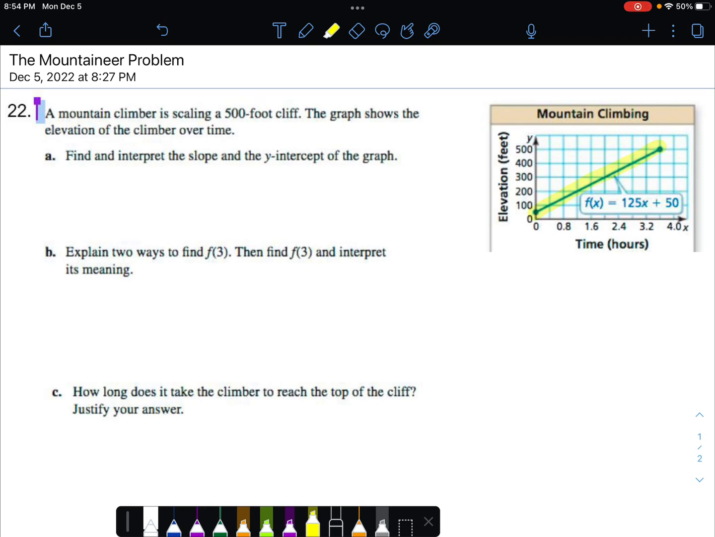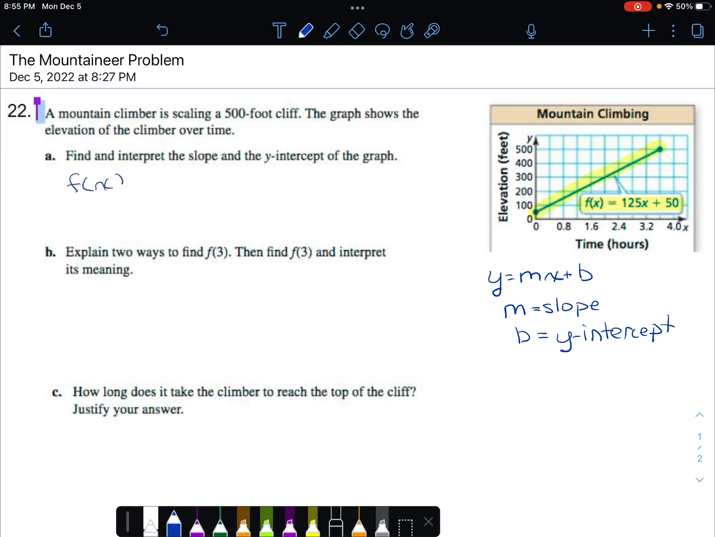So we learned that a linear equation is of the form y is equal to mx plus b. And we know that m is equal to slope and b is equal to the y-intercept. So if we have the formula that was given to us over here, we can find the slope and the y-intercept from that.